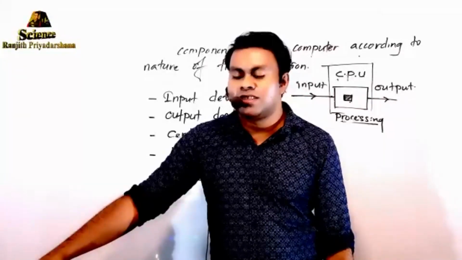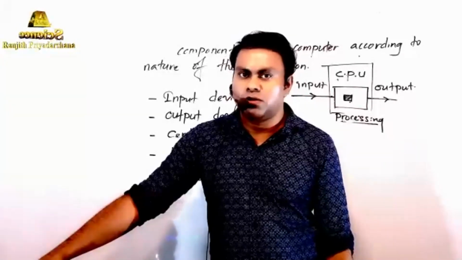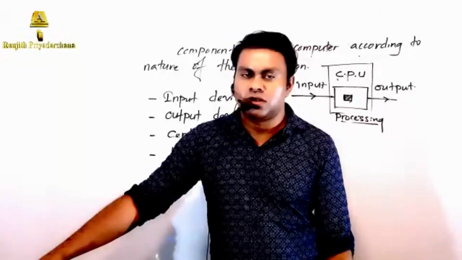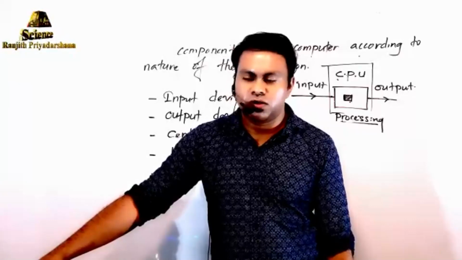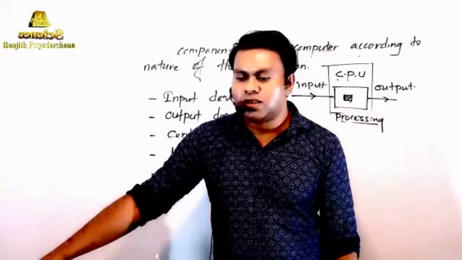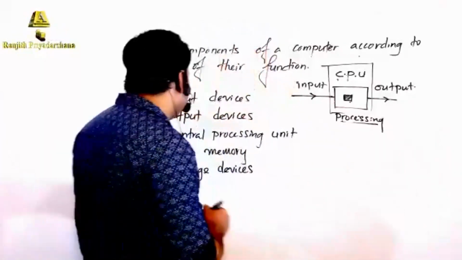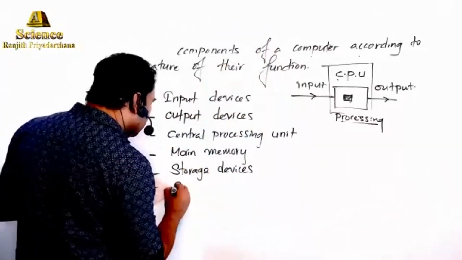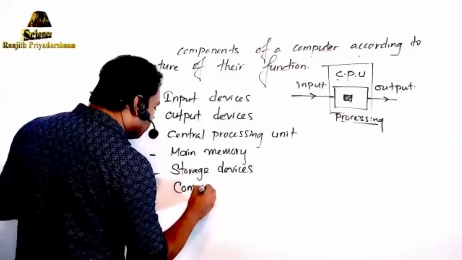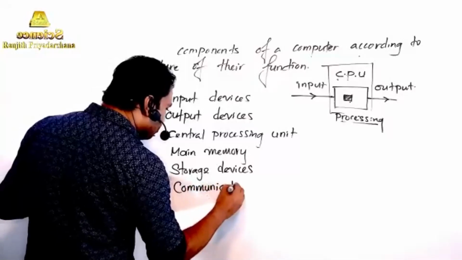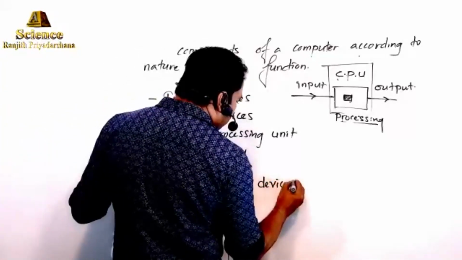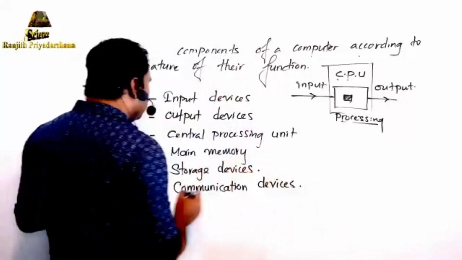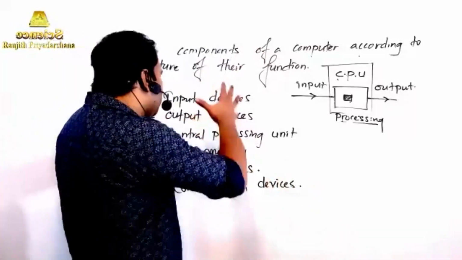Next one is, we use routers and modems. They are what? Internet line, network cables. So they are communication devices. Routers are communication devices. Okay, so these are the main components.